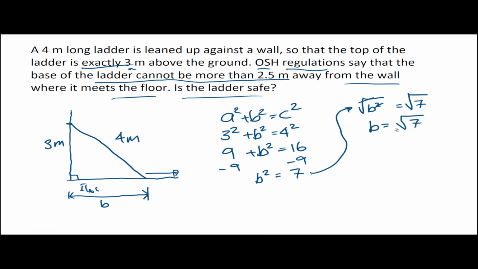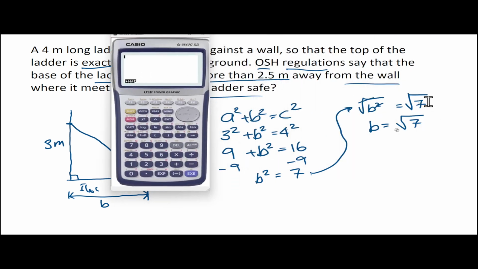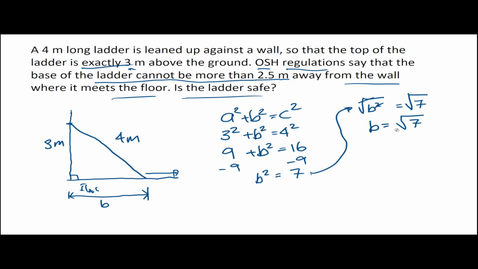Well, let's grab the old trusty calculator and find out. So shift square root of 7, 2.64575. So we'll say 2.65. So b is 2.65 meters. Whichever way we round it, it's too much, and this is dangerous. If someone told you to get up this ladder, you'd have every right to tell them to nap off.